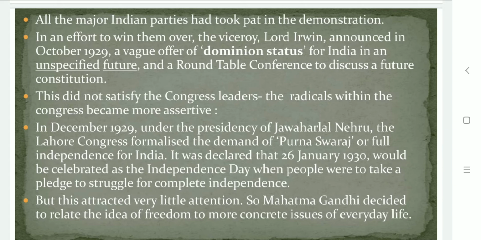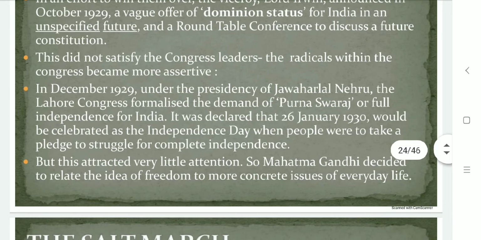In the Lahore session, it was decided that 26 January 1930 would be celebrated as Independence Day, when people were to take a pledge to struggle for complete independence. This attracted little attention, so Mahatma Gandhi decided to relate the idea of freedom to more concrete issues of everyday life so that the common masses could also connect with the mass national movement.